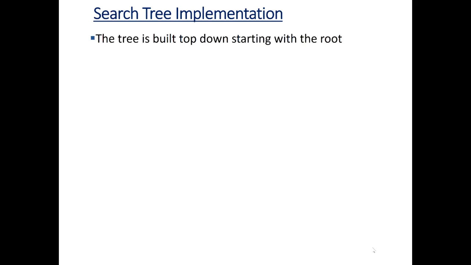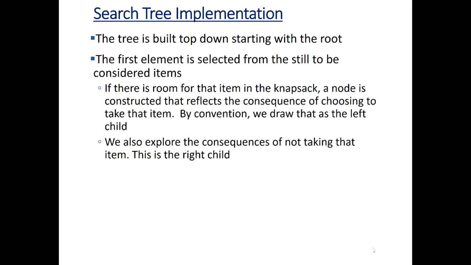The tree is built top-down, starting with the root. The first element is selected from the still to be considered items. If there's room for that item in the knapsack, a node is constructed that reflects the consequence of choosing to take that item. By convention, we draw that as the left child. The right child shows the consequences of not taking that item.